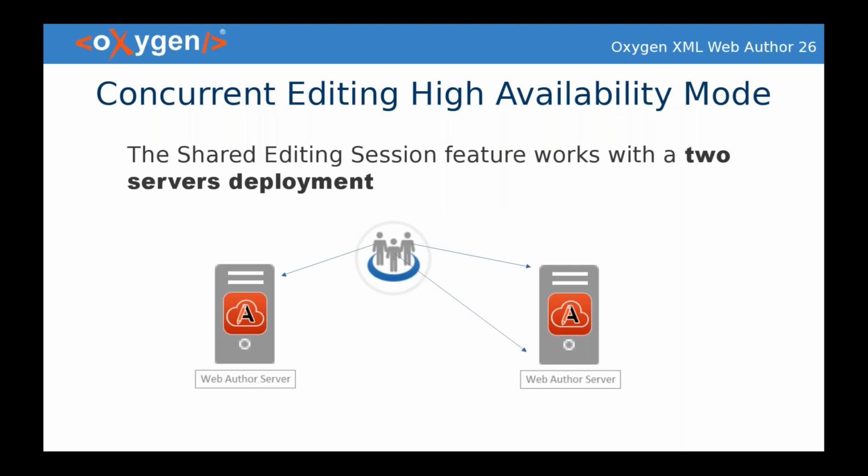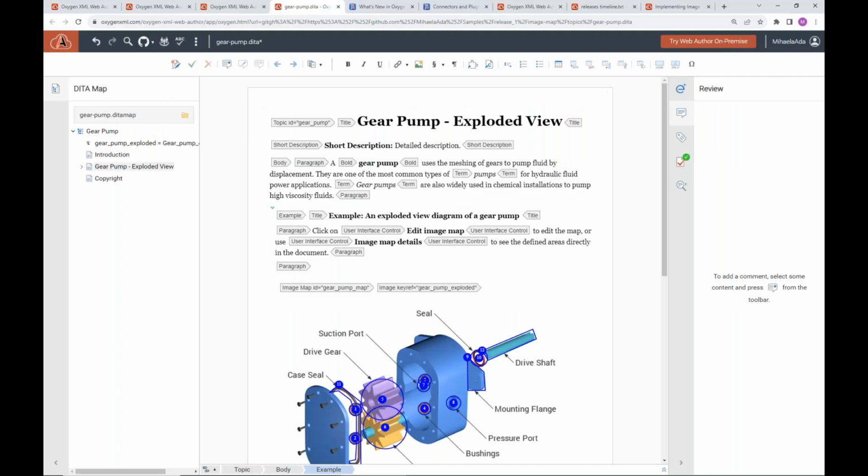Next, I will present you a new feature in the concurrent editing area. We added the possibility to share the editing session between two different web author deployments. So you can use two web author servers to share an editing session. For those of you who have not used concurrent editing until now, I will show you how you can do this.